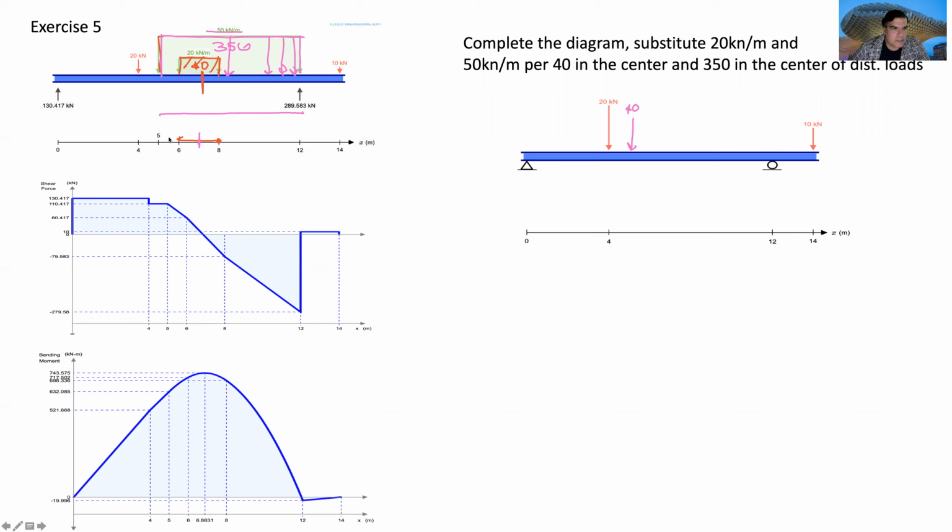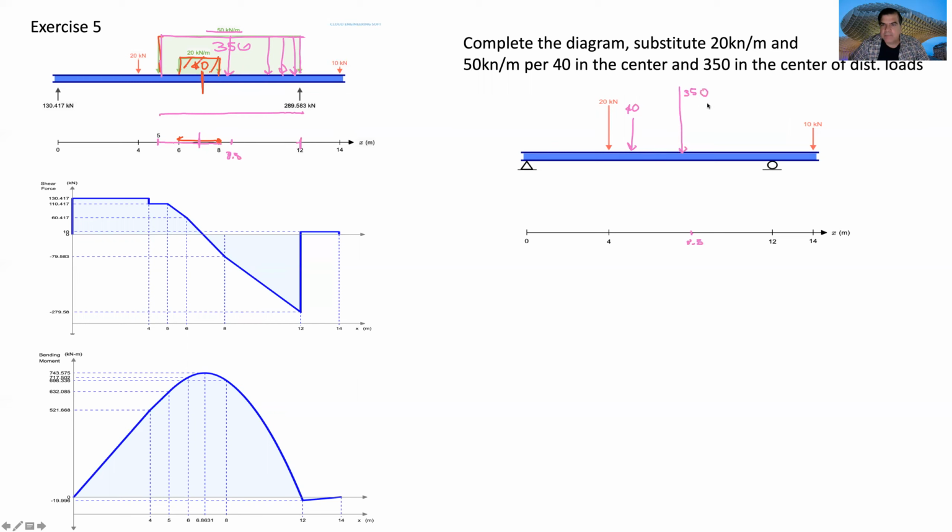And the center of this one will be 12 minus 5, that is 7. And you will put in the middle of 7, that is 3.5. 1, 2, 3.5. In 8.5, you will put that force. About here, 8.5. And that force is 350.